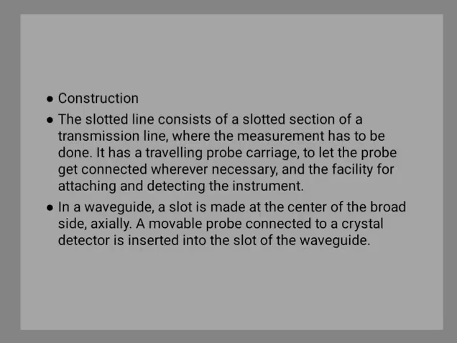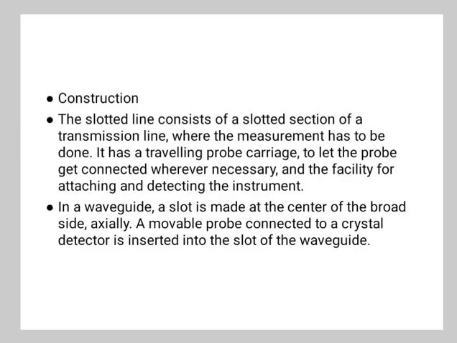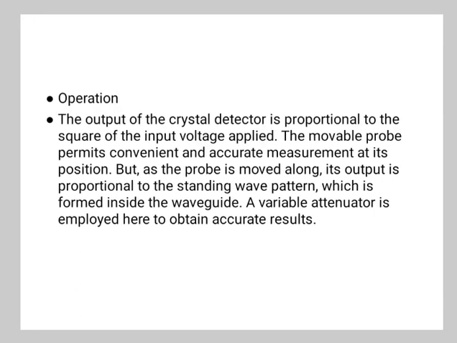Next is the construction. The slotted line consists of a slotted section of the transmission line where the measurement has to be done, and it has a traveling probe carriage to let the probe be connected wherever necessary, and the facility for attaching and detaching the instrument. In the waveguide, a slot is made at the center of the broad wall, axially, and a movable probe connected to the crystal detector is inserted into the slot of the waveguide.